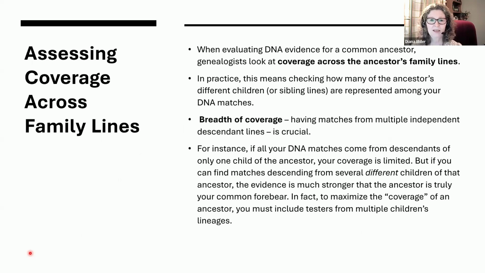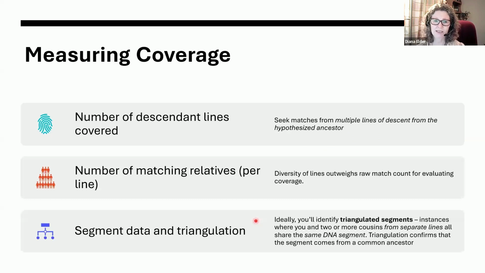So an important thing is to look for coverage across the ancestor's family lines. So we call this independent descendant lines. We want to have, if possible, descendants coming from each of the children, if not from each one. Let's have DNA matches coming from a good group of them. So we don't want to have everybody coming down through just one child of the ancestor. Matches descending from several different children is much stronger evidence that the ancestor is truly our forebear. So we have to have testers from multiple children's lineages.